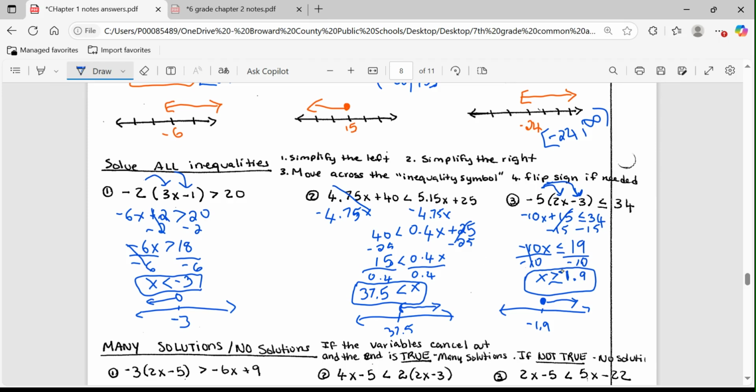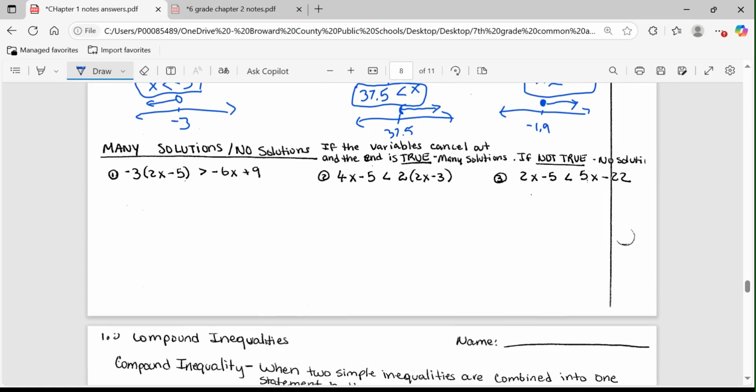I think I was supposed to point out here too. Number 3, I divided by -10, so I flipped the sign. Here on number 2, I did not. I divided by a positive number, so I didn't flip the sign. But if you had moved the 5.15 first, that's fine, but you would have flipped the sign. However, you would still come up with the answer, x is greater than 37.5. And for number 3, x is greater than or equal to -1.9. Closed circle on the -1.9 and the arrow to the right.